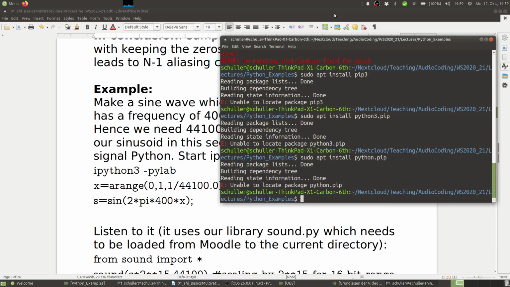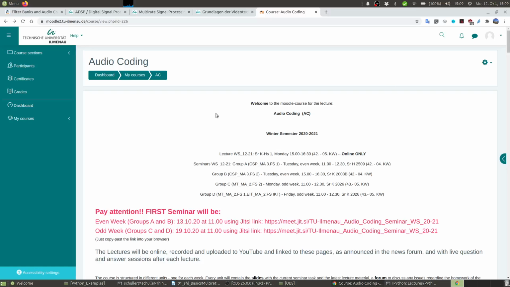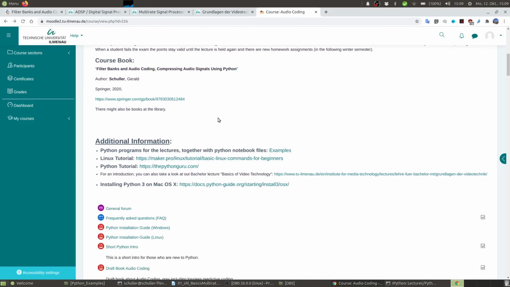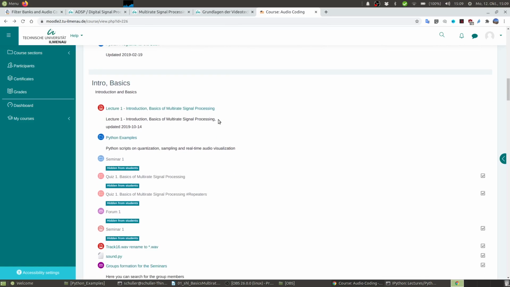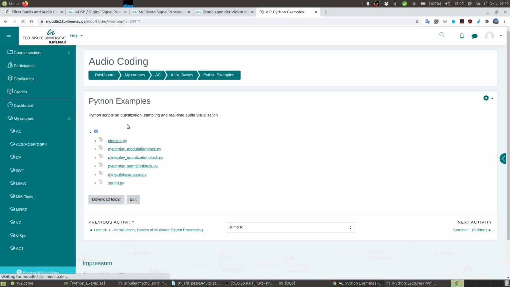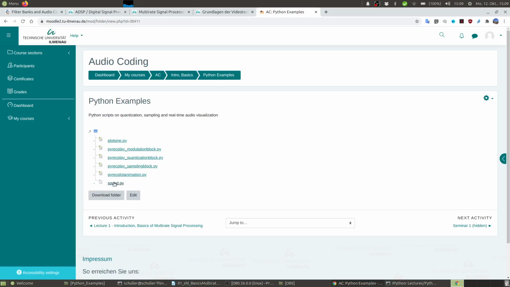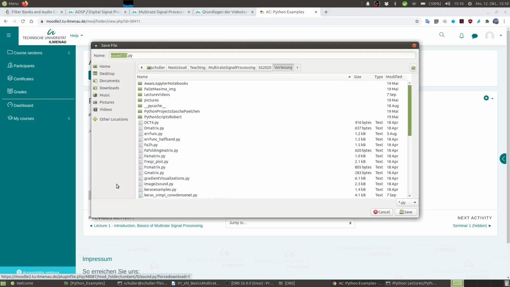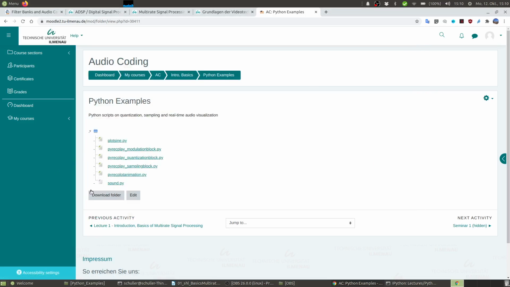Yeah, so when you have this done, you can actually start your code in this way. So here you can see our Moodle 2 page, and then you just scroll down until you get to the lectures, and here you can see first lecture, and here are the Python examples. So for each lecture you can find the Python examples in the corresponding folder, and here you can see there's this sound function which you can then download, or you can simply download this folder as a zip file, for instance.